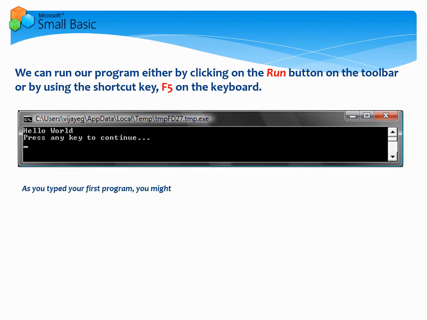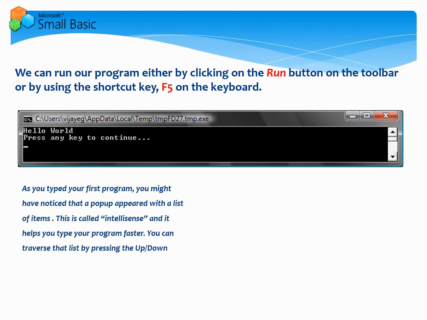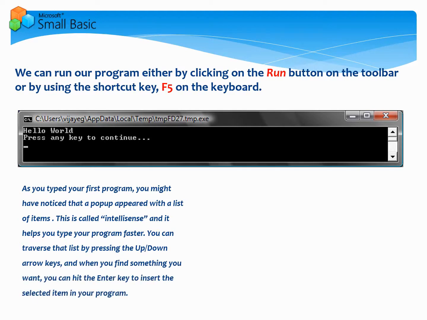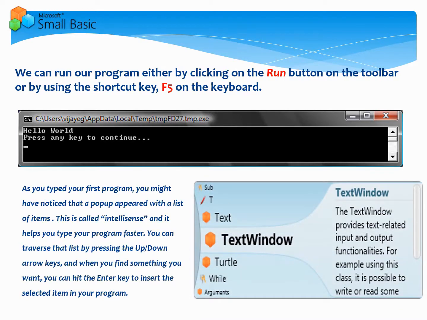Then we have something called IntelliSense. When you type, for example, text, a box pops up automatically. If you just type text, you can see what the text window is. On the other side you can see the help, which indicates what this text window is useful for.